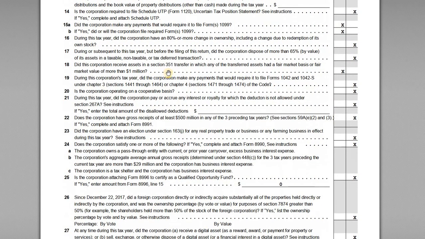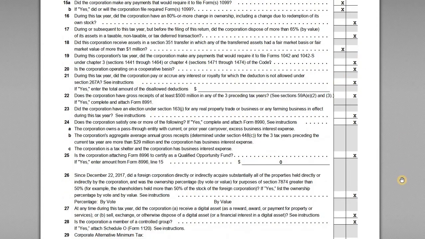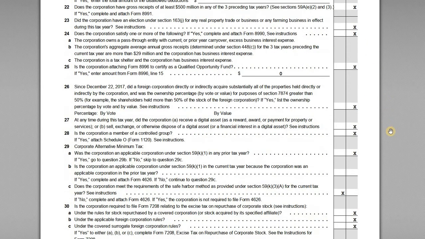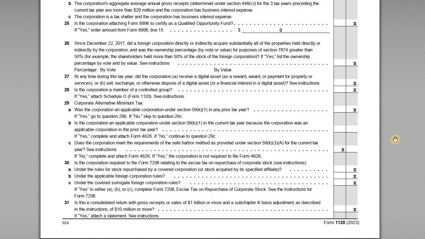Item 18, so Section 351 transfers. These are capitalizations of corporations, so the transfer of property in exchange for stock, which are non-recognition events. So yeah, we did transfer assets of more than $1 million. We transferred cash, and so we disclose that there, and then we'll attach the statement. The rest of these items, all no, at least for this company, they might apply to you. If so, answer yes, and then attach the appropriate schedule or form as required.